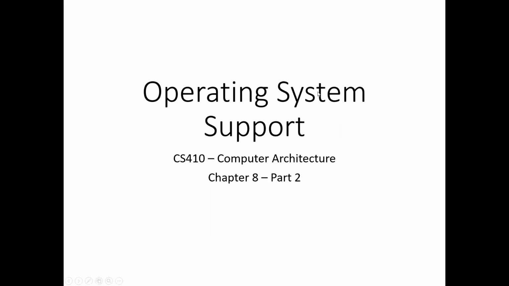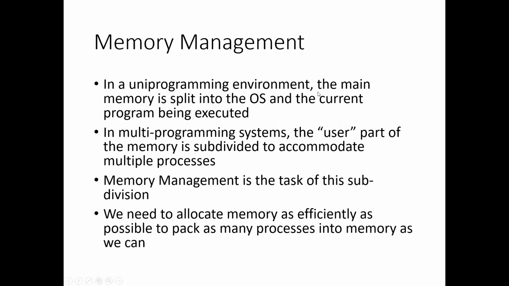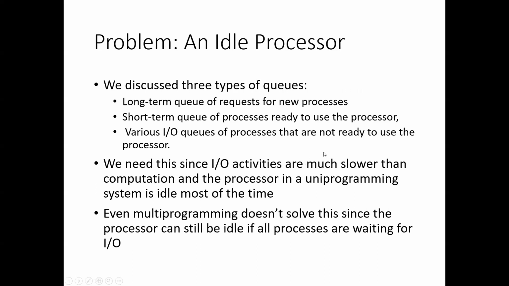So last time we talked about uniprogramming and multiprogramming environments. For uniprogramming, we just basically split the memory into the operating system and the current program being executed. In multiprogramming systems, the user part of the memory gets divided into multiple processes to accommodate all the different things that are running. And so memory management is the task of the subdivision. We have to allocate memory as efficiently as possible to pack as many processes into the memory as we can so that we can swap them out and make efficient use of system resources. And the problem: an idle processor is the devil's plaything.